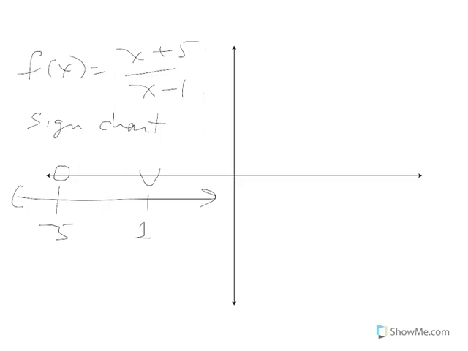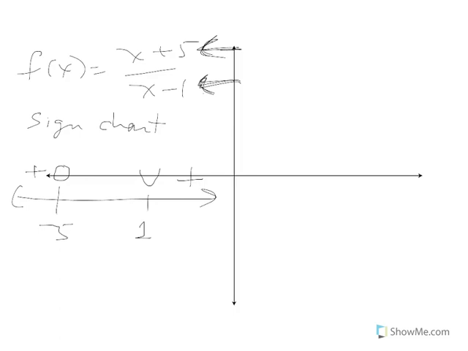Now, there are 3 intervals we have to look at. Numbers bigger than 1, numbers between -5 and 1, and numbers less than -5. If you take any number bigger than 1 and plug it into this function, like if I put 2 in, I get 7 for the numerator, and I get 1 for the denominator, which is positive. It's going to be true for any number bigger than 1. Anything bigger than 1 is going to make both of these terms positive. And if I pick something really negative, like -10, -10 plus 5 is -5, -10 minus 1 is -11, negative divided by negative is positive again, so we put a plus there.